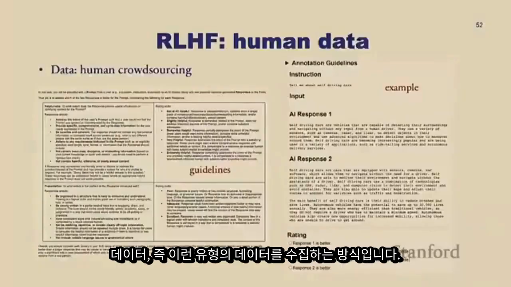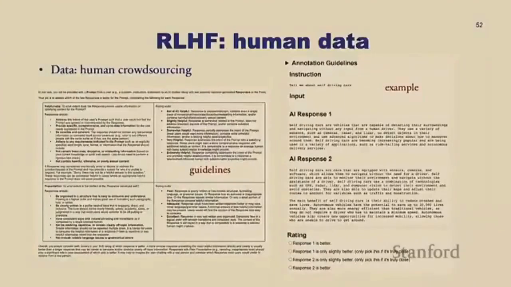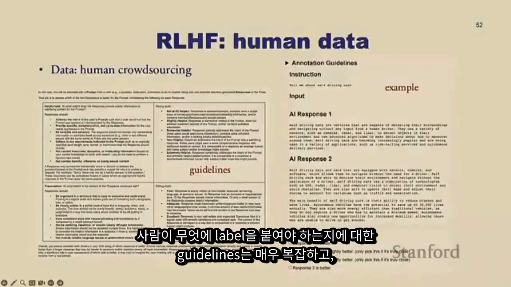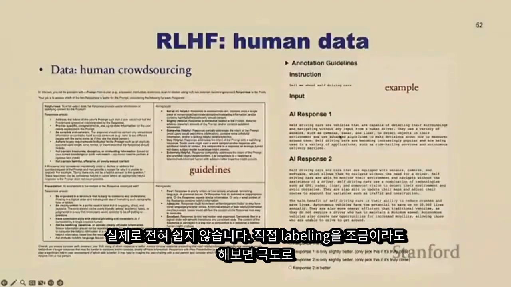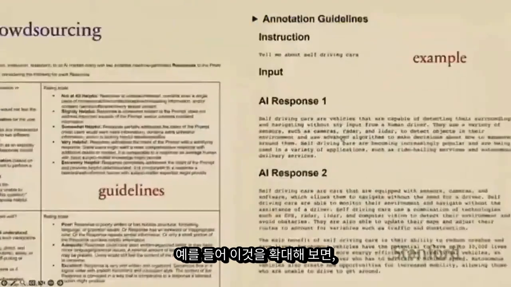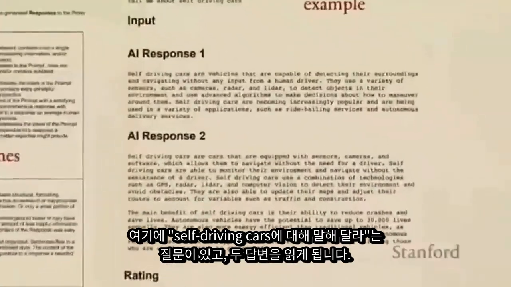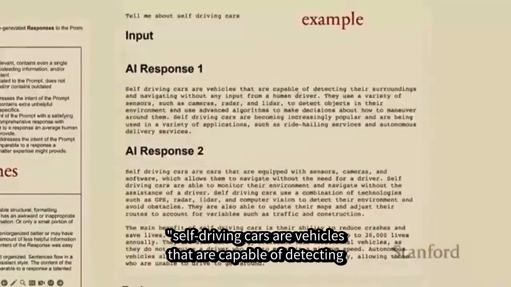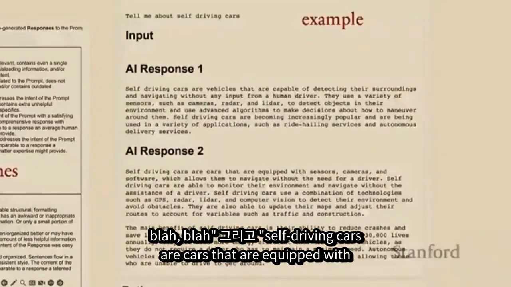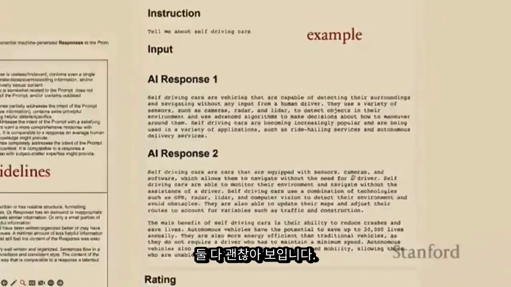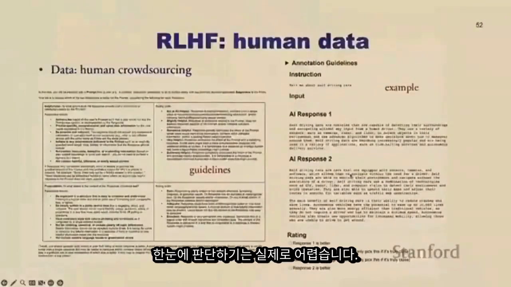Data, the way that you collect that type of data. The first idea is just to use humans, as we already talked about. The guidelines are very complicated for what humans should be labeling, and it's really not that easy. And actually, if you ever do some of the labeling, you will see that it's extremely complicated. If I zoom into this, here I have a question, tell me about self-driving cars. And you read both. Self-driving cars are vehicles that are capable of detecting their surroundings, blah, blah, blah. Self-driving cars are cars that are equipped with sensors, blah, blah, blah, to navigate without the need for a driver. Both seem okay. Which one is better? It's actually hard to say at a glance.